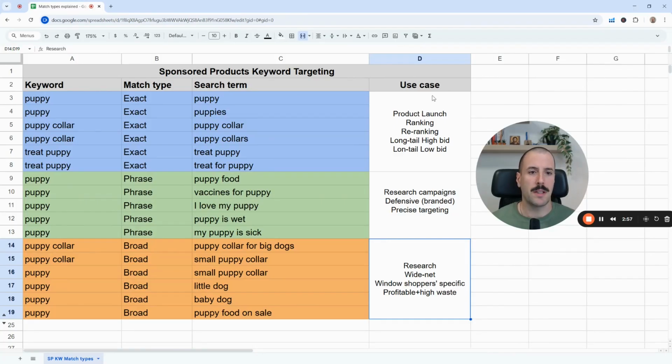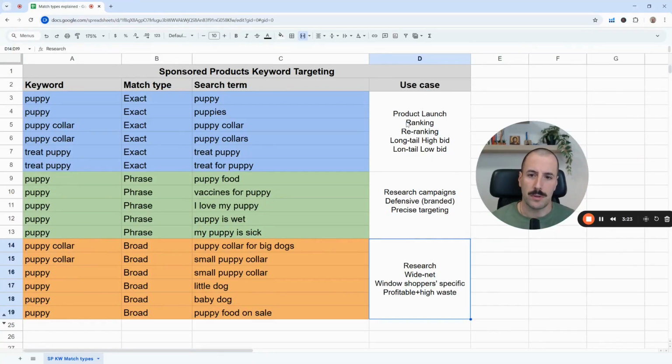Exact match typically is used in a product launch as a type of campaign that I would always suggest that you run during the product launch, because you want to signal the Amazon algorithm which kind of keywords are describing your product the best. Now that's a whole different topic on how to choose the product launch keywords, and I covered that in my previous videos.